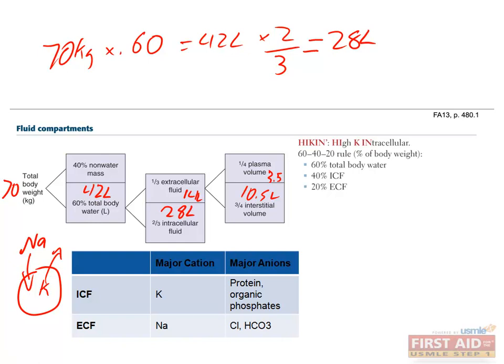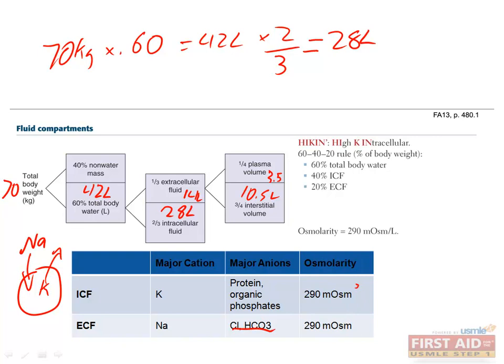The ECF and ICF also have different anions. In the ICF, it is mostly protein and organic phosphates, while in the ECF, it is chloride and bicarbonate. Importantly, however, the osmolarity of both compartments is about the same at 290 milliosmoles, which means there's no net movement of water in and out of the cells at rest.